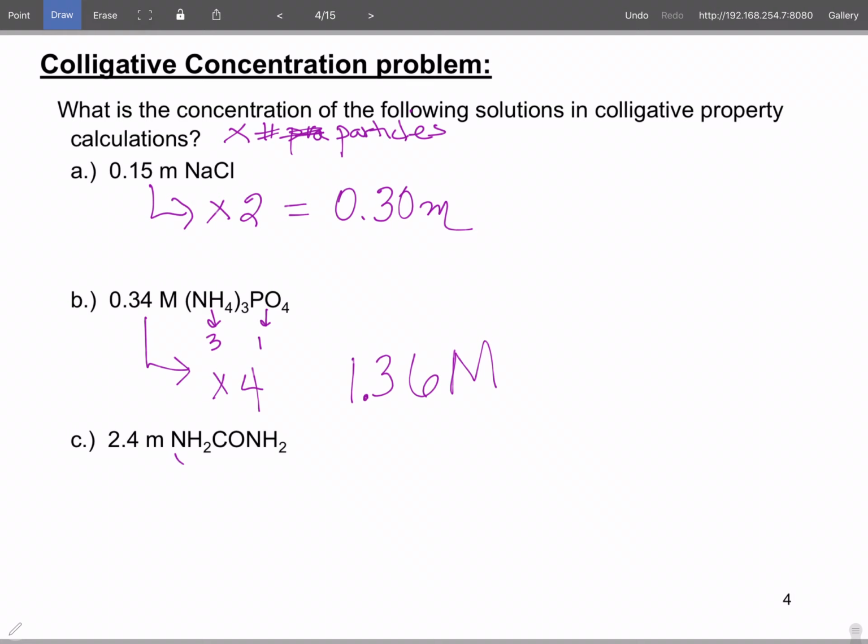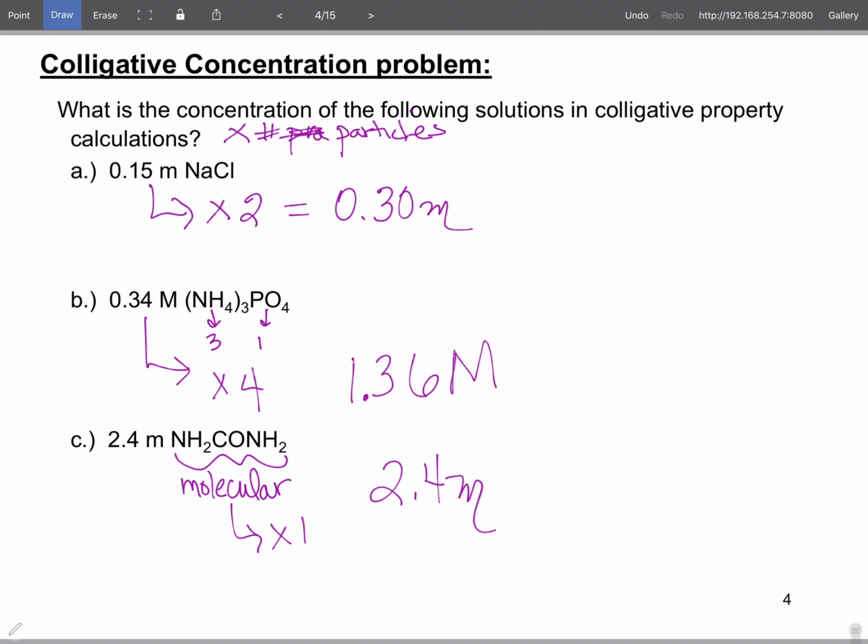Now, this one is interesting. If you look at it, you're like, wait, it doesn't have the ammonium ion. I don't recognize anything in it. It's all nonmetals, so this is a molecular compound. It happens to be a compound called urea. You don't have to know that. So since it's molecular, it's only multiplied by 1. So with respect to colligative properties, this solution still only has 2.4 molal.